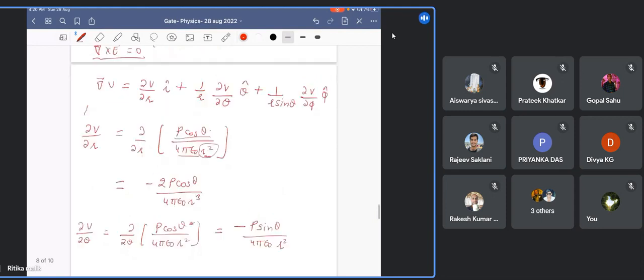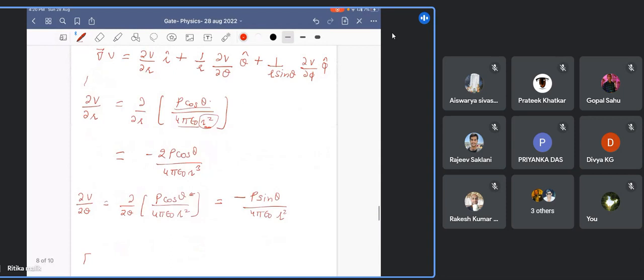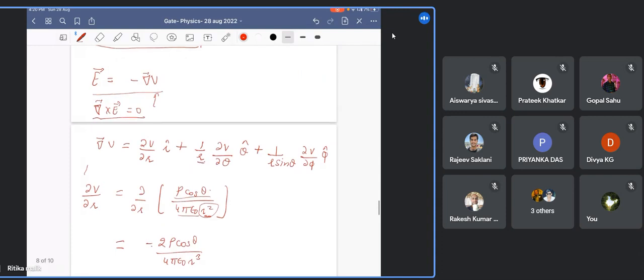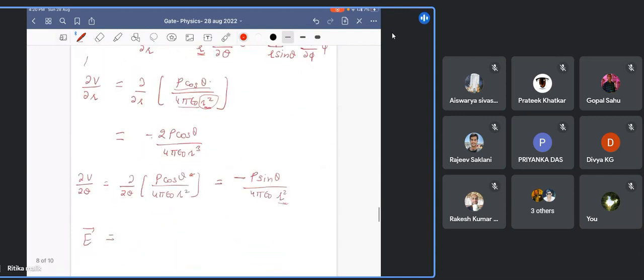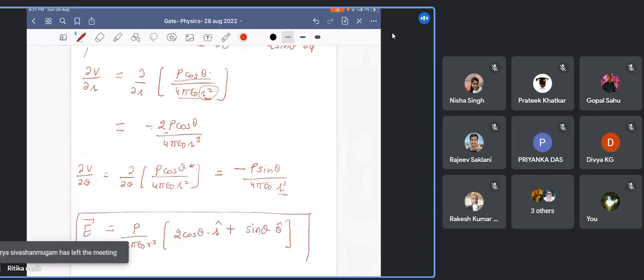When we put this back into the negative gradient of V equation, the electric field E comes out to be: the negative will get cancelled, and there is one r that also comes from the 1 by r factor. So we have p upon 4 pi epsilon naught r cube, times 2 cos theta in the r cap direction plus sine theta in the theta cap direction. So this is our electric field due to a dipole.